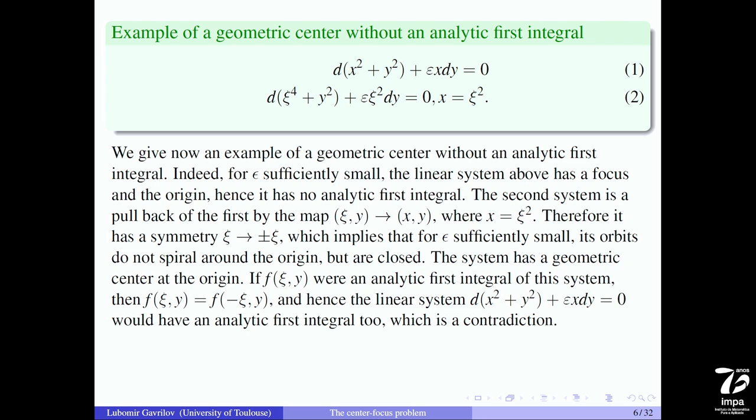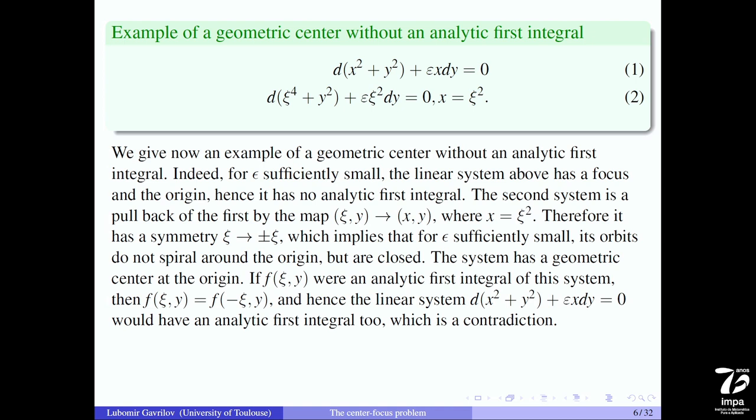Now I wish to show that the second differential equation, the second line, number 2, which is nonlinear, in fact has a first integral, and it has a geometric center, but it has no analytic first integral. So this shows the definition of Poincaré here works, the definition of Dulac does not work. So there is no analytic center because there is no first integral, but geometrically it will be like this.